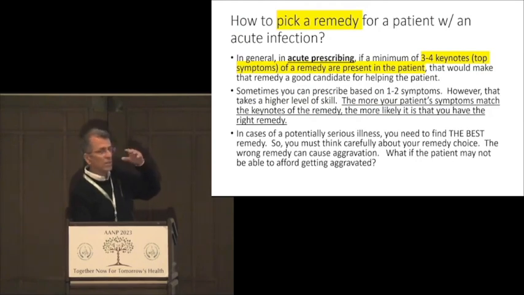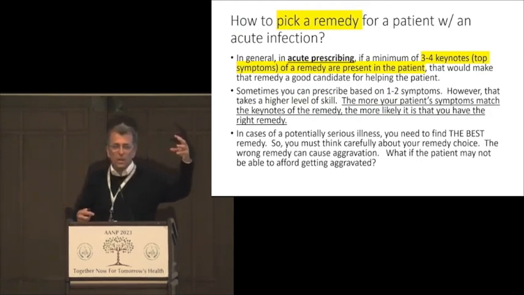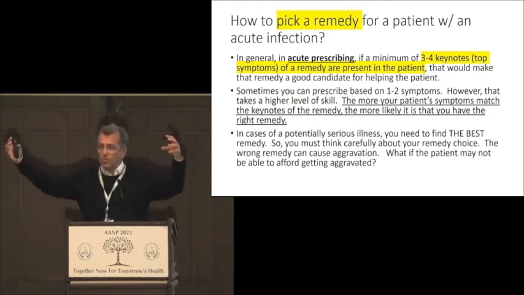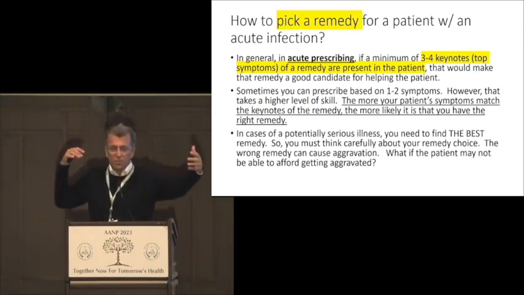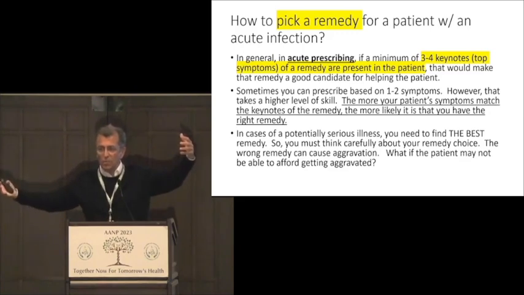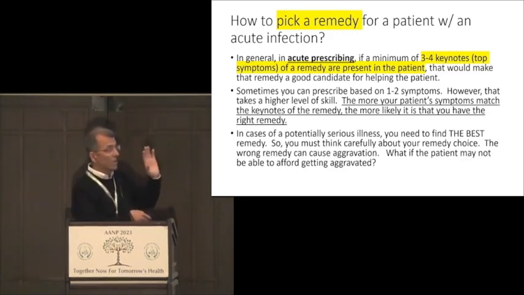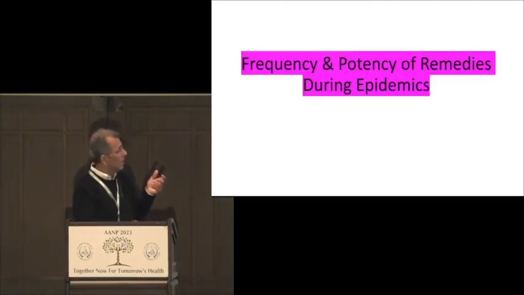You pick a remedy based on the top 3-4 symptoms that the patient has, which have to match the top 3-4 keynotes of the remedy. As we talked about, we're matchmaking. The top 3-4 symptoms of the patient should match the top 3-4 keynotes of the remedy. That's basically usually good enough. Not all the keynotes of the remedy have to be present in the patient.